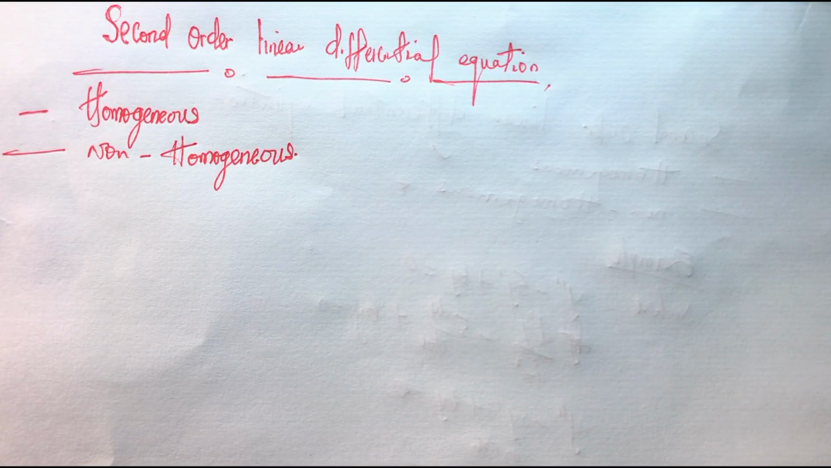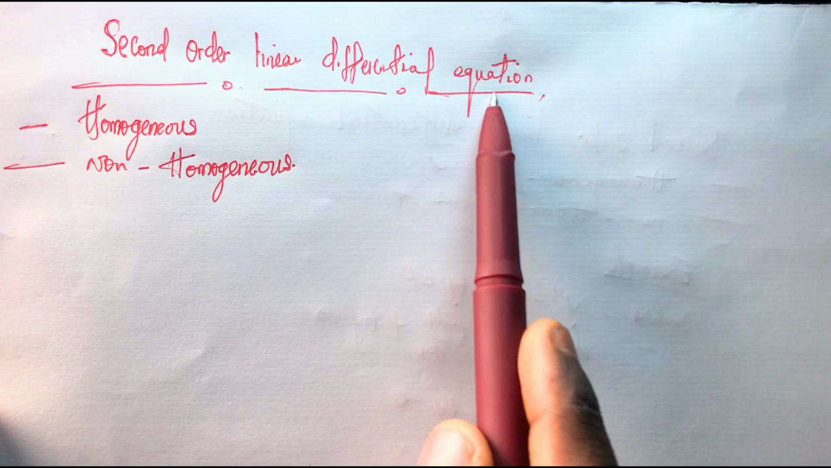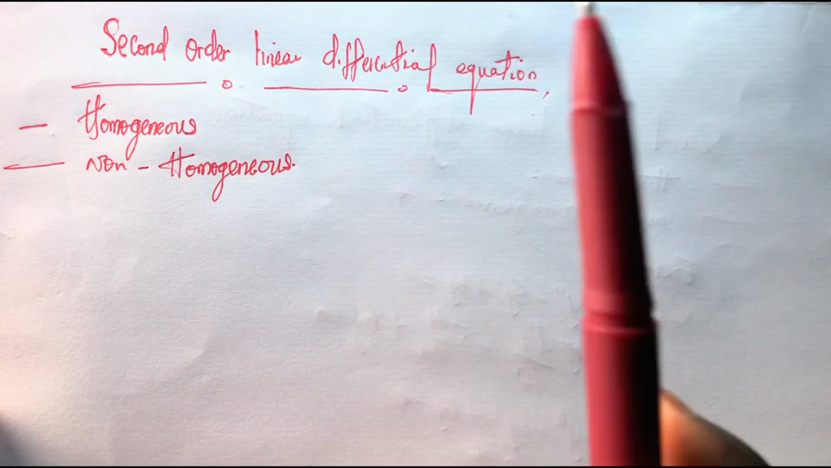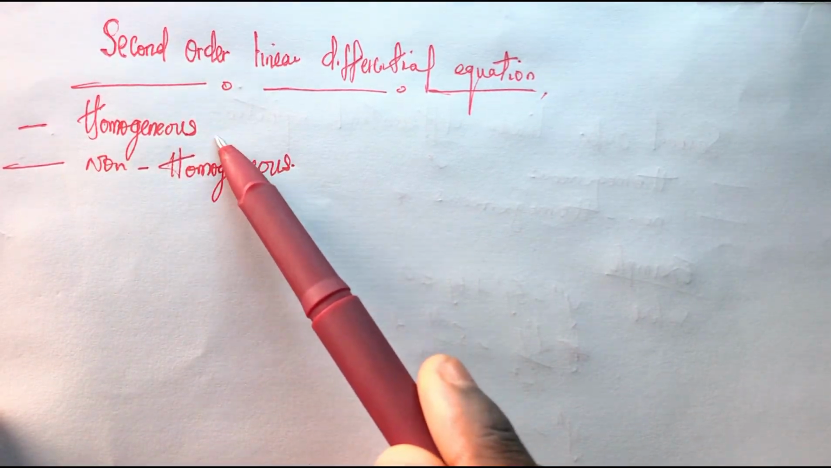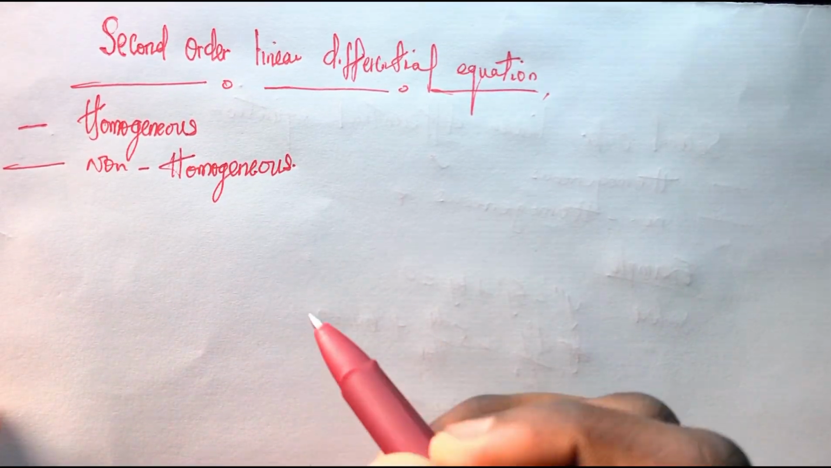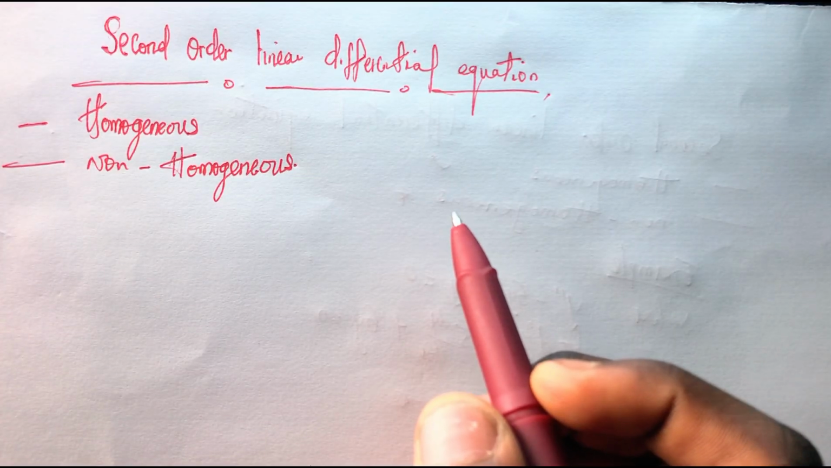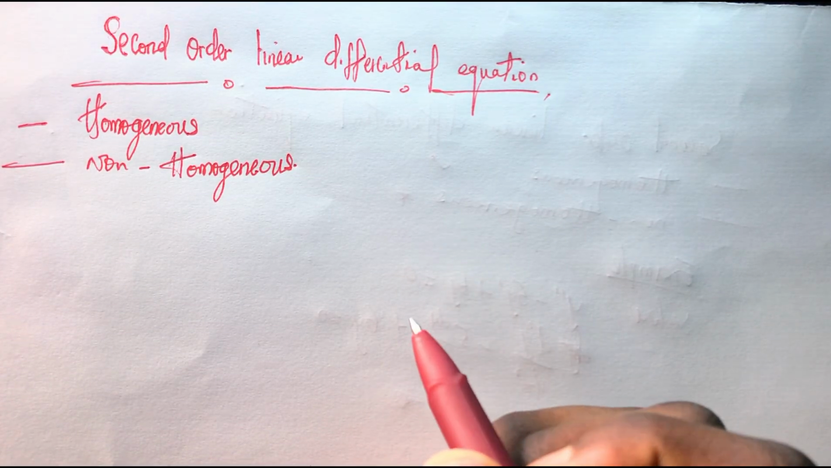Alright, in this video, let's look at second order linear differential equations. We have two types: the homogeneous and the non-homogeneous. A homogeneous linear differential equation is an equation which is equal to 0.